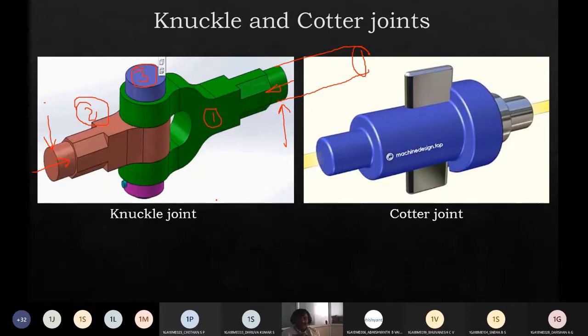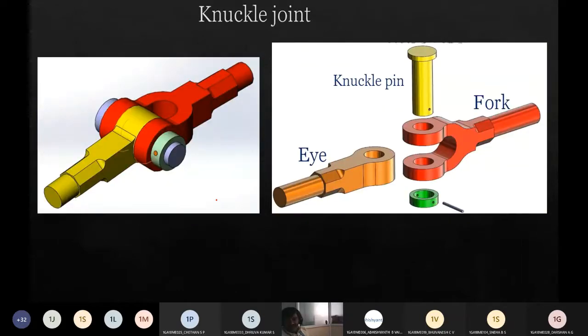The shaft itself is designed as a fork, or the end of the other shaft will be looking like an eye, and this fork and eye will be joined. Let me show these parts now. First one we call as fork. Second one is called an eye. Third one is a knuckle pin. So these are the three components. Additionally, to lock it, we use a pin. So these are the components of a knuckle joint.